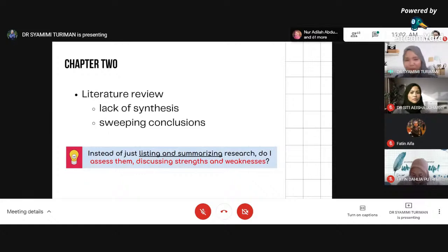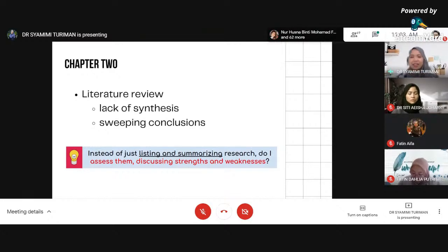That's considered a sweeping conclusion, because you should make the conclusion comprehensive by referring to more than just one source, for you to come up with something that is, I would say, strong justification. So you cannot simply decide on something to conclude based on just one study.